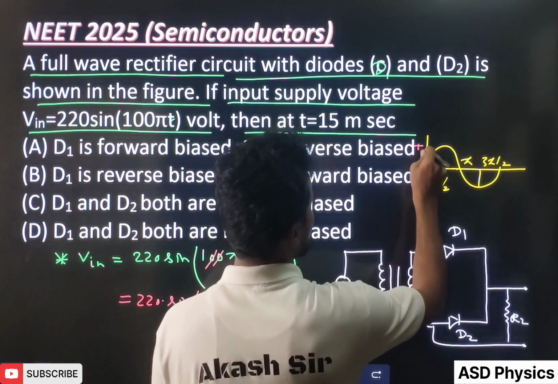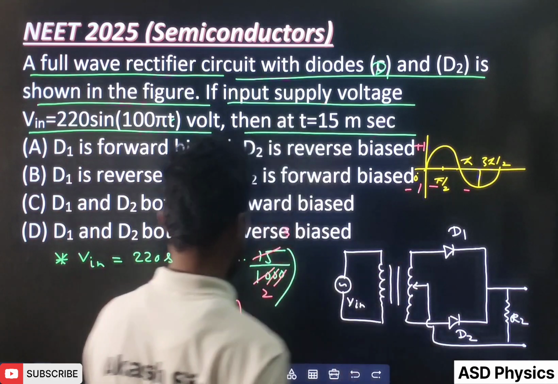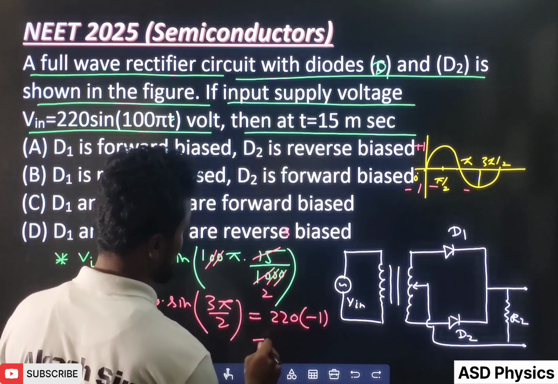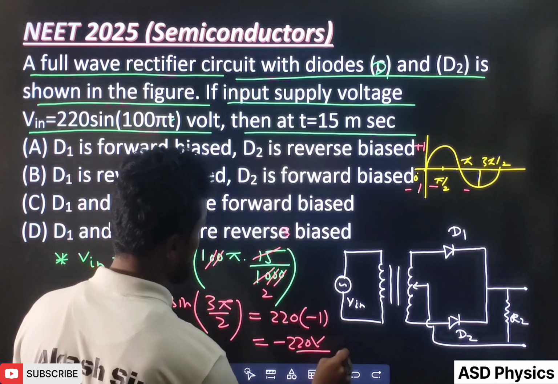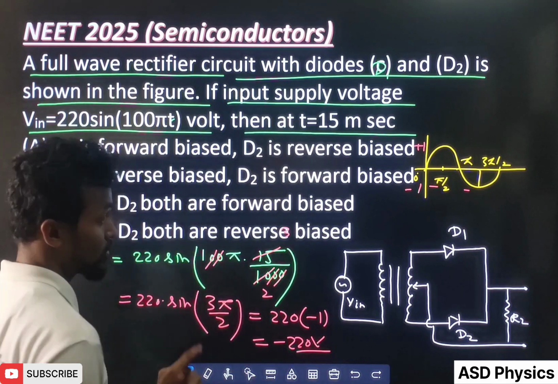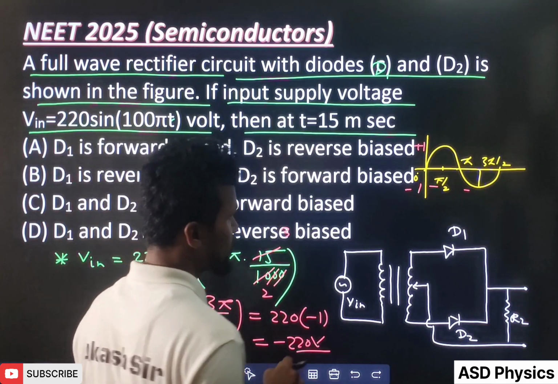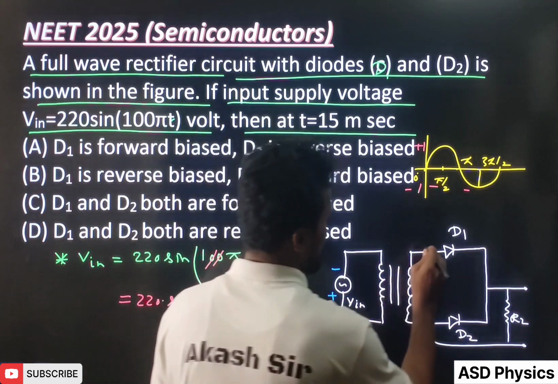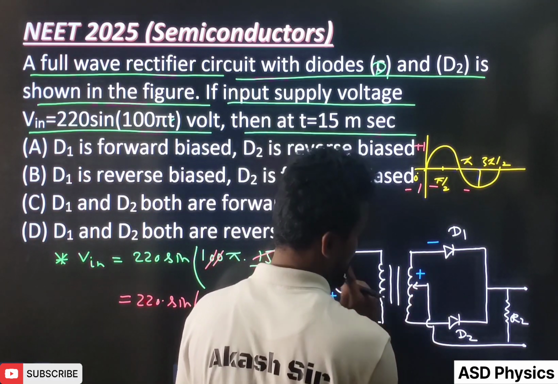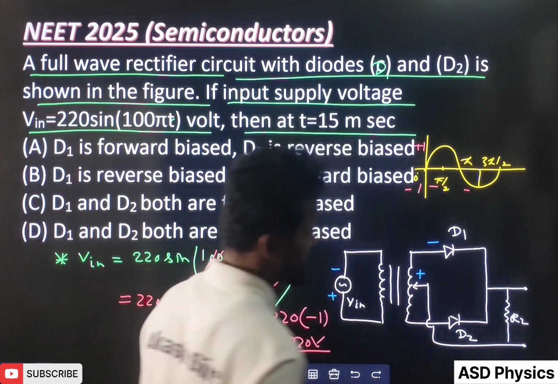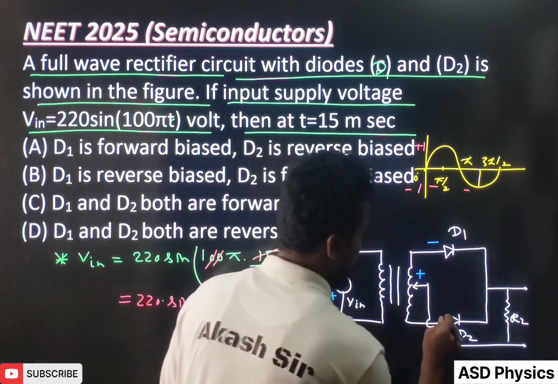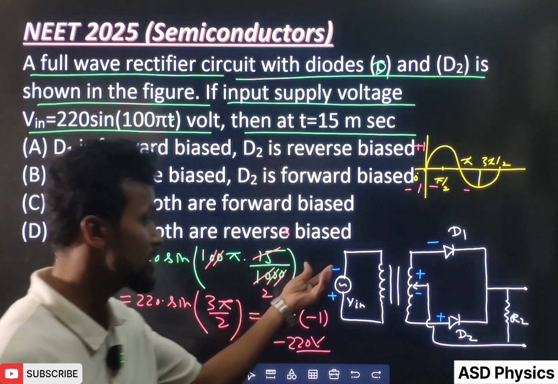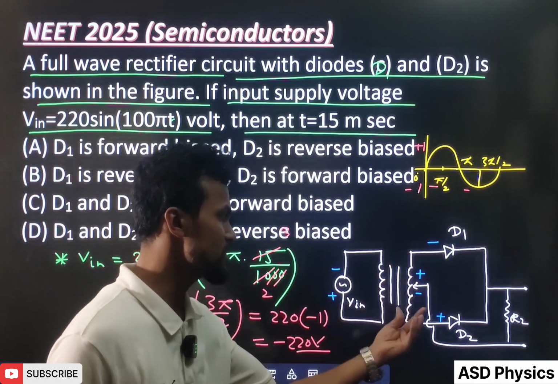See here, this side plus 1 and this side minus 1. So it will become 220 and this one minus 1. What is coming here? Minus 220 volt. But what is the meaning of the minus 220 volt? Remember that here, minus 220 volt means this is minus, this is plus. Okay, this minus, this plus. See very well, and this plus, this minus, that will be there. Because minus 220 volt here, this minus, this plus, minus plus, minus plus.